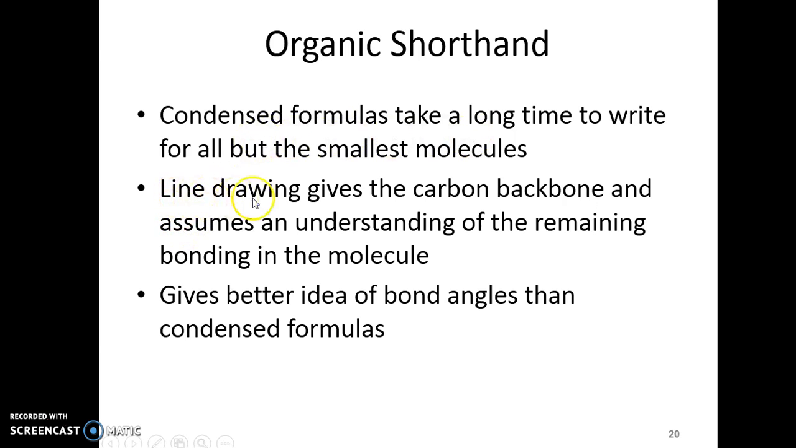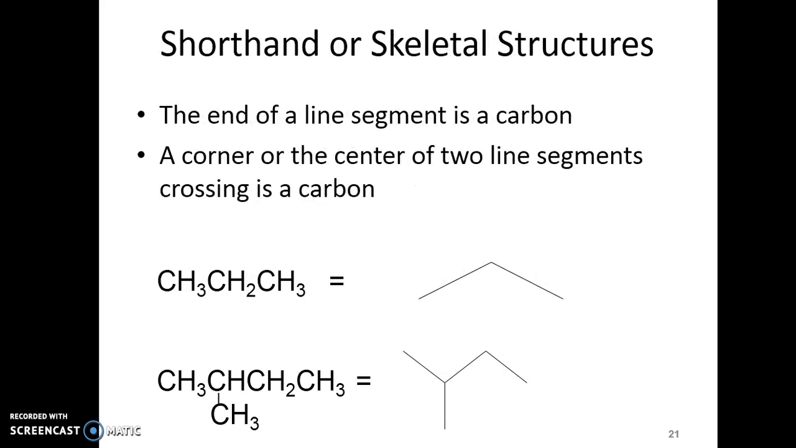There is something we call line drawing or organic shorthand or skeletal structures. This gives us the carbon backbone and shows the heteroatoms and assumes that you understand how molecules are put together. And what this does is it emphasizes the structure of the compound without eliminating any information. So let's look how we do this.